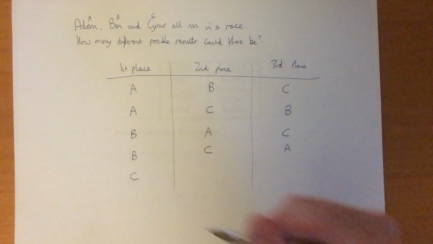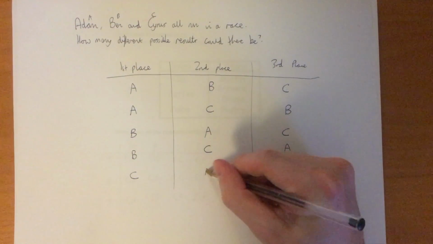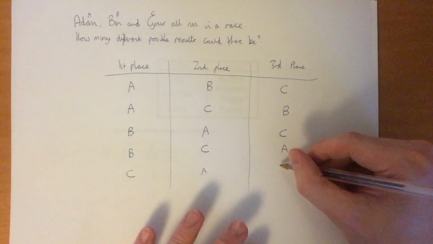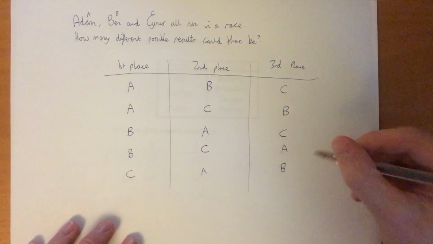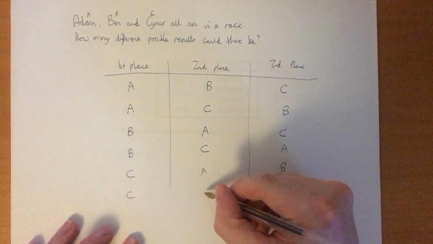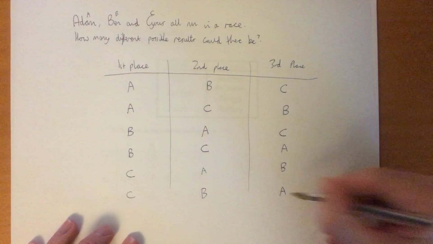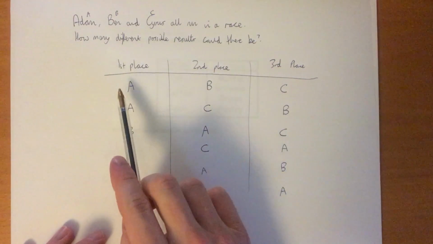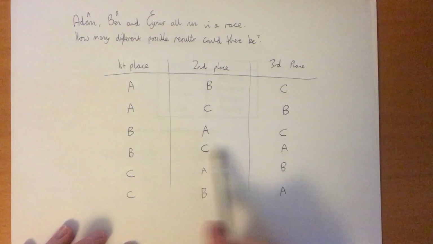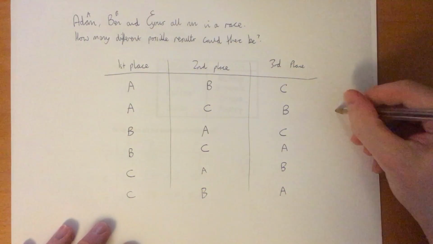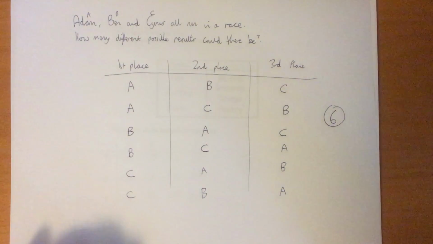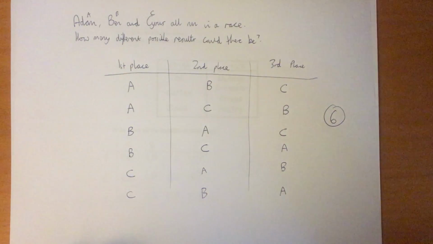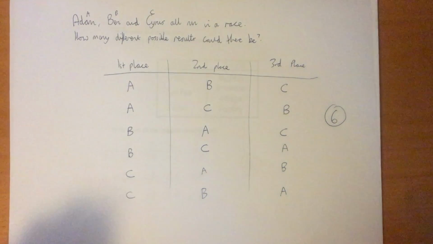Last one, what if Cyrus wins? Cyrus wins, Adam could come second, and Ben would come third. Cyrus could win, and instead Ben comes second, and Adam comes third. So what you've got here, you've got 1, 2, 3, 4, 5, 6 different possibilities. 6 different possible results that could happen from this. Okay?